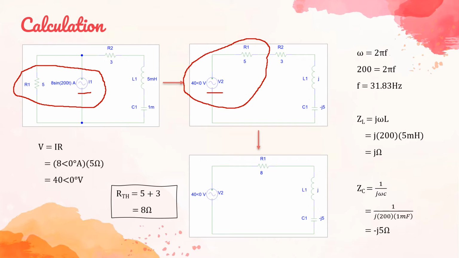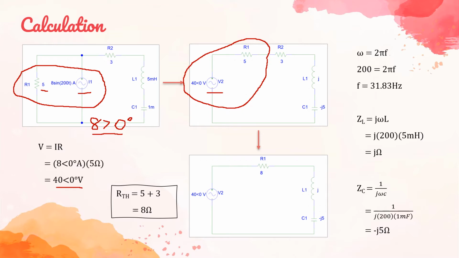So first we write the current source in the polar form. So it's 8 ampere at 0 degrees. Okay, we know that V is equal to IR. So we got the I here and the R here. So we multiply it and we get 40 volts with a 0 degree angle here.